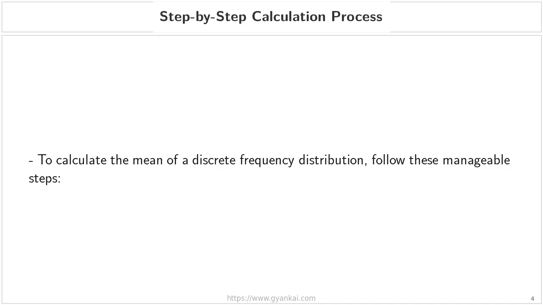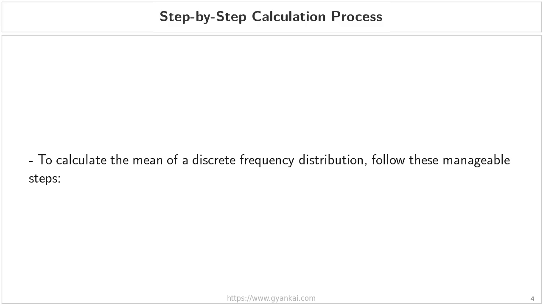First, you need to identify the variables. This simply means looking at your data table and clearly listing your observations, which we call x sub i, and their corresponding frequencies, which we call f sub i. Second, you will calculate the product.